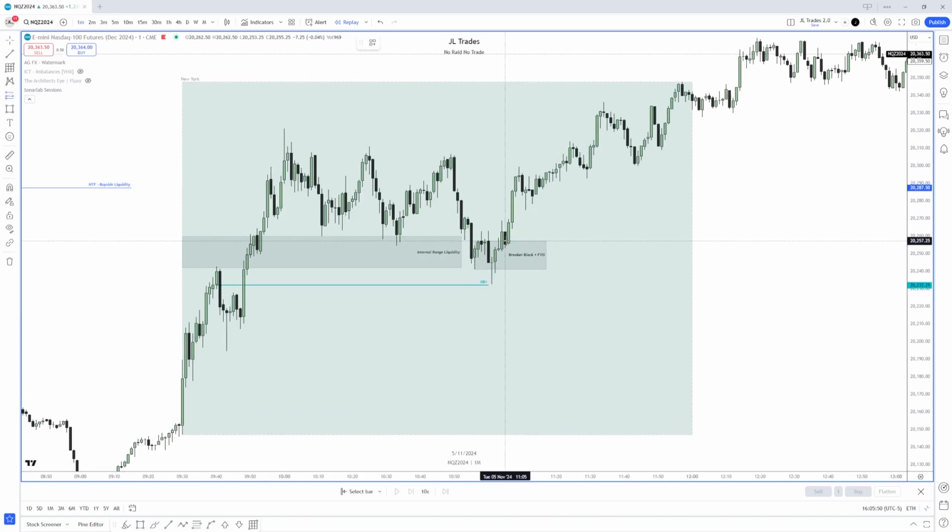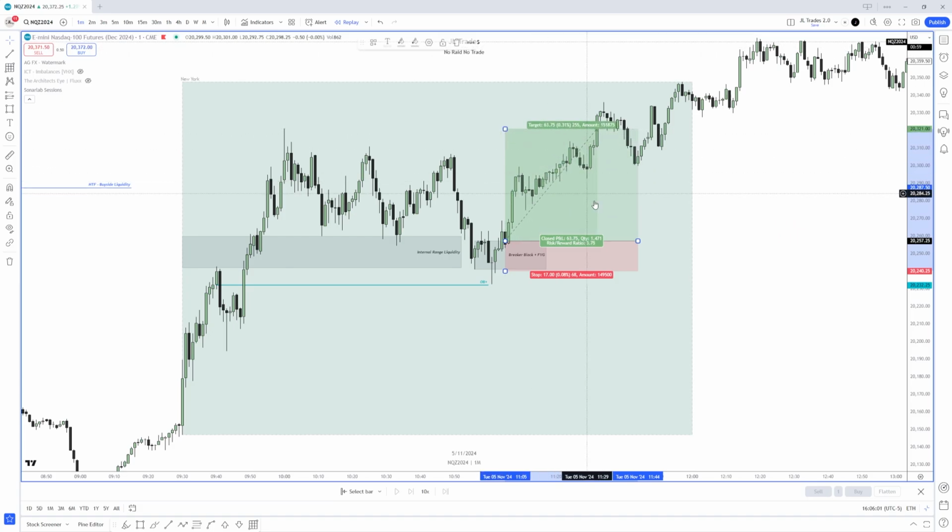Your entry would go there, your stop would go below the breaker in a bullish example, and your target 2R. Now in this trade, targeting here is very valid, and this is why I'm going to explain.